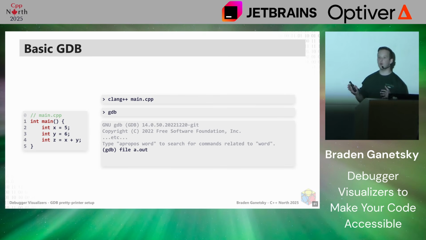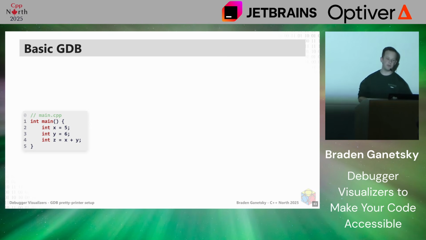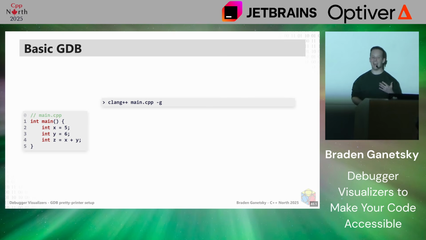So I write file a.out. The file command loads in your executable, so it loads the symbols. Alas, I have no symbols. Let's start from the beginning. Now, let's compile with -g, and that means let's add symbols. Perfect. Now I run GDB.